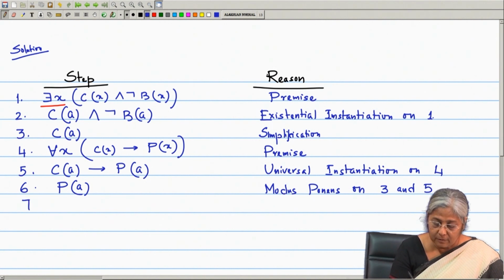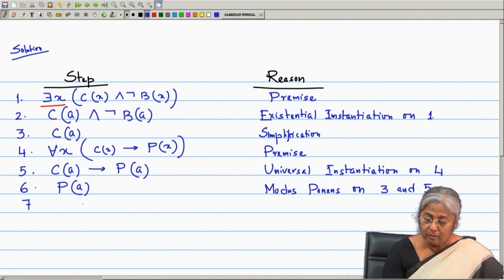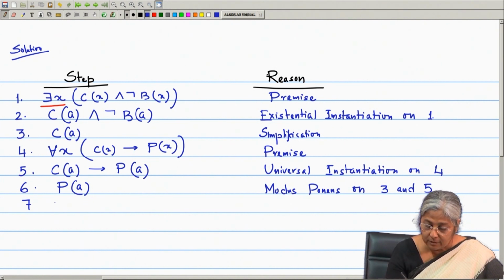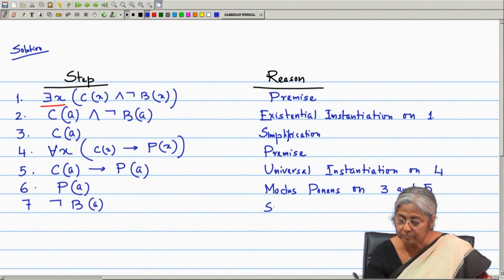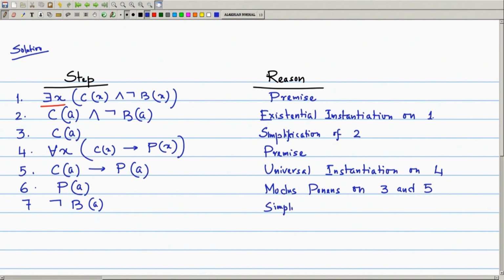Now, from 2, I can also write that negation B A is also true. Again this is simplification, because these are conjunctions. So, again this is simplification of 2. So, now I can write that P A and negation B A. This is conjunction of 6 and 7.